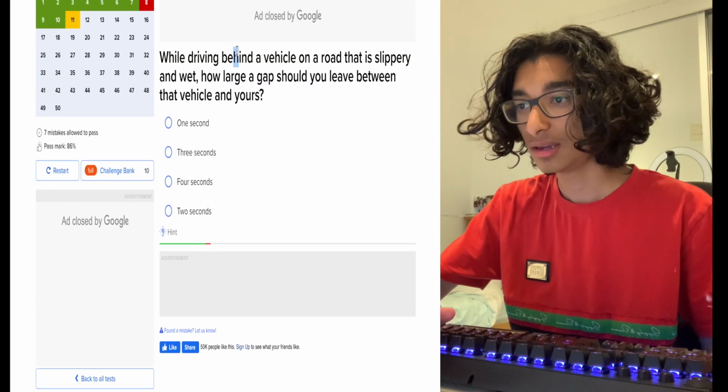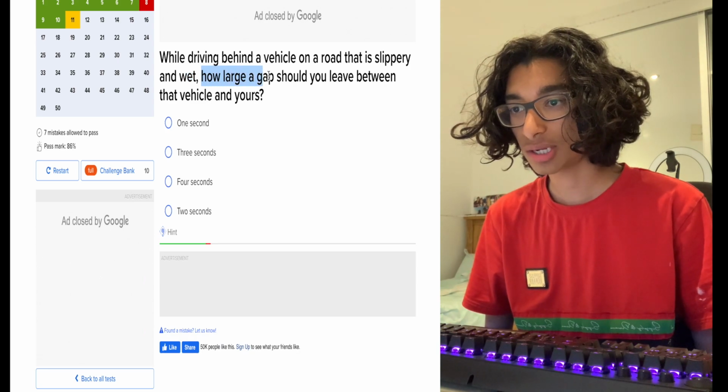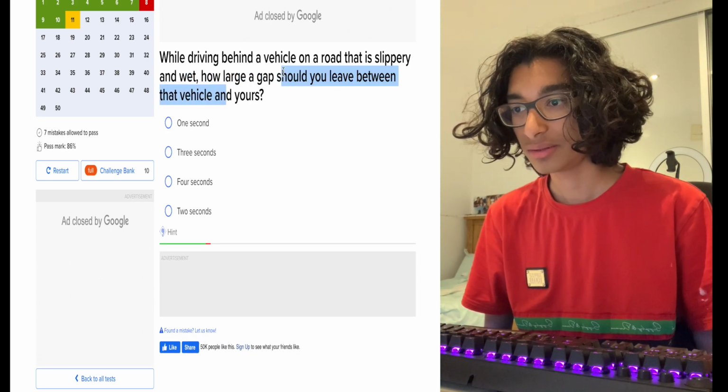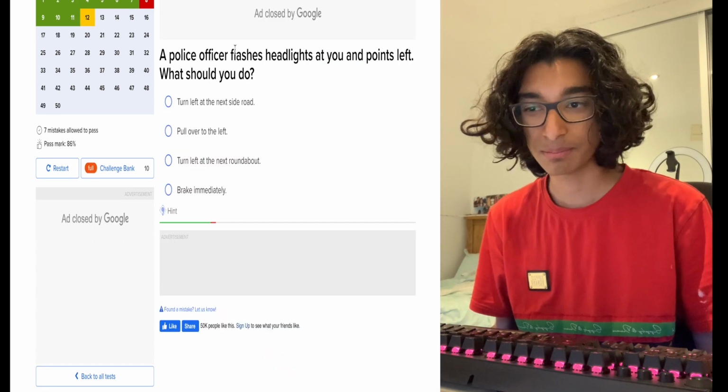Again, common sense. While driving behind a vehicle on a road that's slippery and wet, how large a gap should you leave between that vehicle? Slippery and wet. I'm just going to go 4 seconds because, yeah.